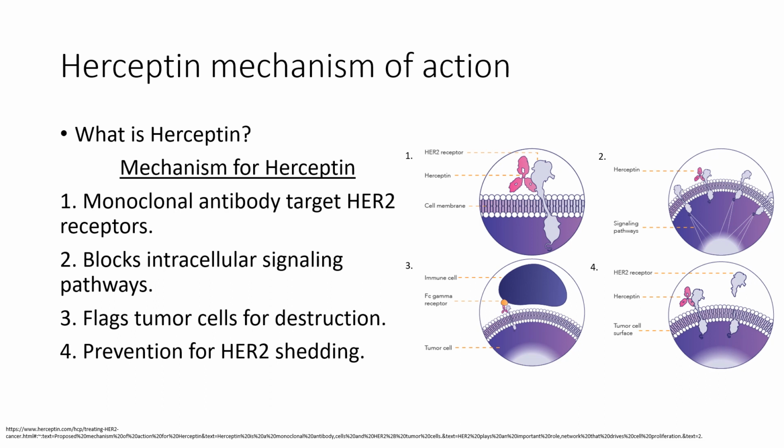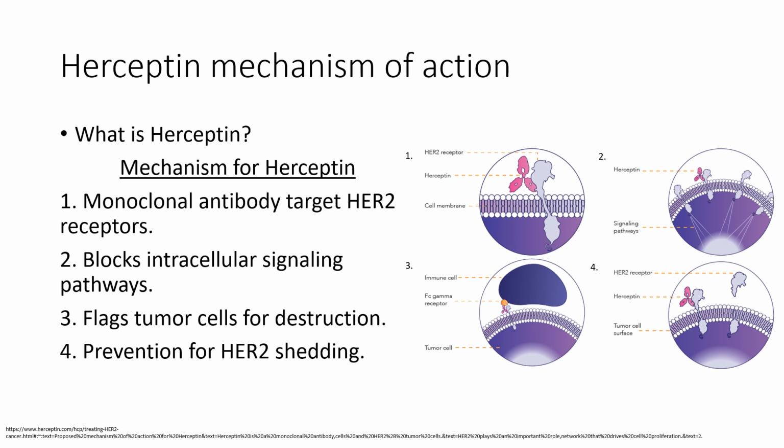Moving on to the mechanism of Herceptin. Herceptin is a monoclonal antibody which is designed to target HER2 receptors. These are transmembrane receptors on both normal cells and the HER2 positive tumor cells. HER2 then plays an important role in the signaling network that drives cell proliferation.